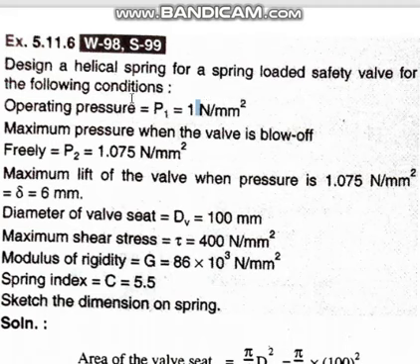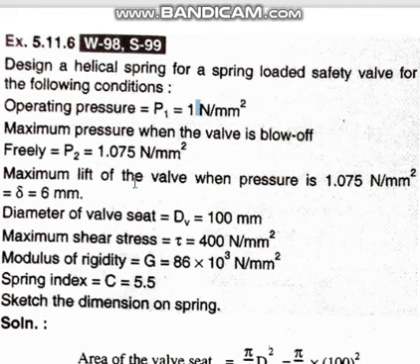Okay, let us see another problem. Design of a helical spring for a spring loaded safety valve. See, whenever a safety valve comes, they will give pressure and you have to find out the force. Okay, a little twist will be there. Operating pressure P1 is 1 Newton per mm square. Maximum pressure when the valve is blown off freely, P2, is equal to 1.075 Newton per mm square. See, for the maximum load, you have to use the maximum pressure.